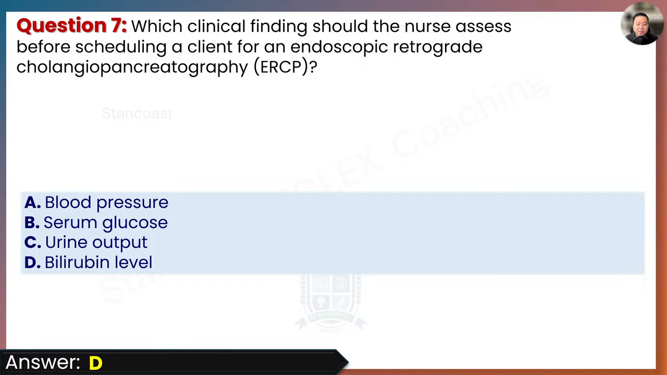We know that the monitoring of the urine output is important for general care, but it does not specifically impact the safety for this patient before the ERCP.